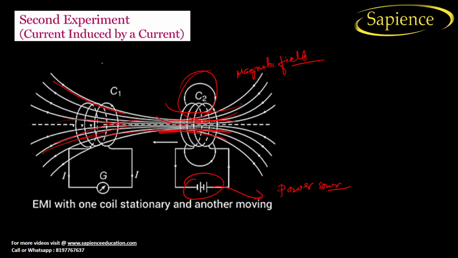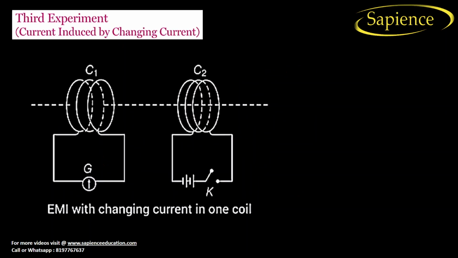The magnetic field will also get linked with the other coil, and when you move this coil, it has been seen that there is a generation of electric current in this coil, that is, EMF is being created. So this is also the second experiment done by Faraday. Third experiment: what did he do? This is the power source. It has a switch that is closed, switching on and off.